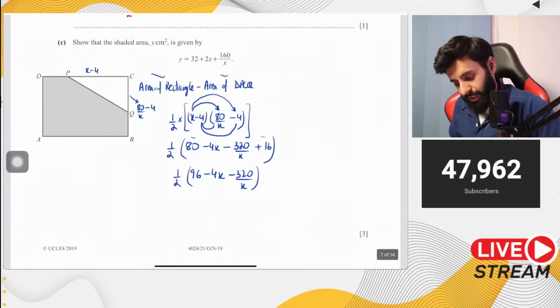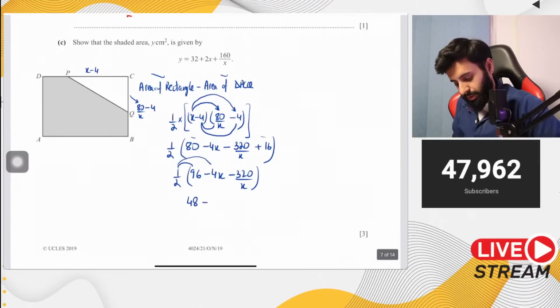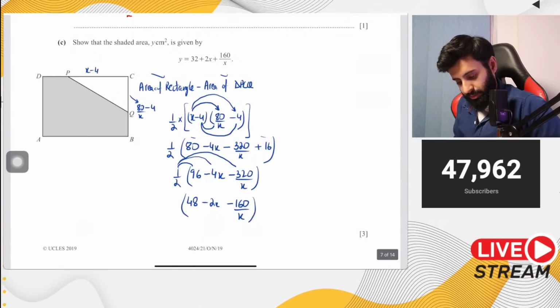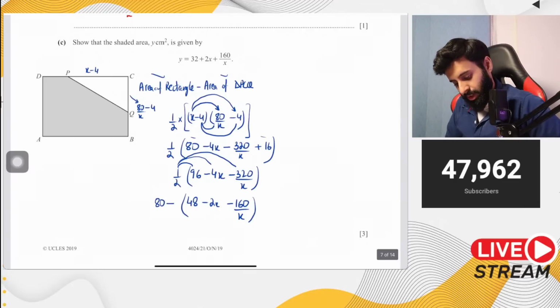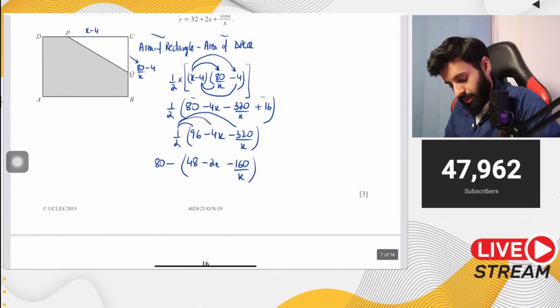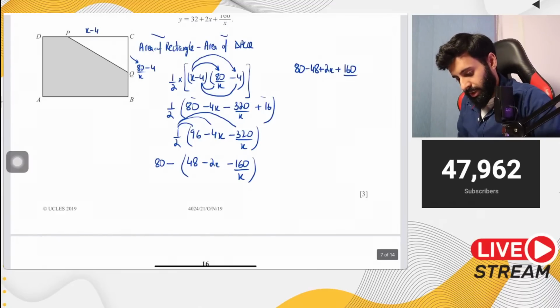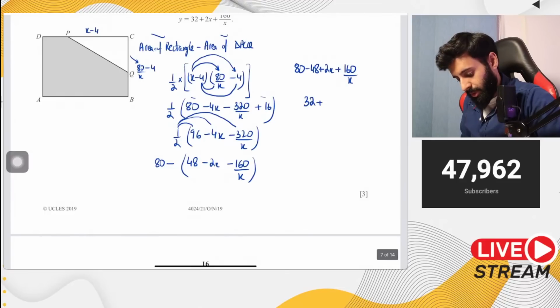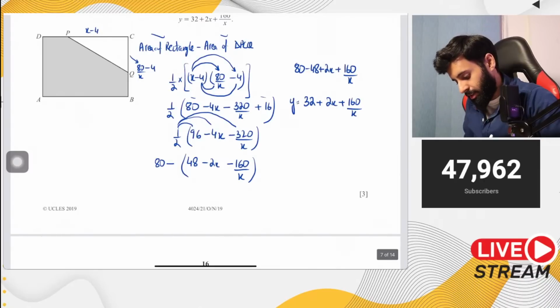Okay. Now half into 96 is going to be 48. Okay, and then half into minus 4x is going to be minus 2x, and then half into minus 320 is going to be minus 160 upon x. Alright, and then don't forget that this is something that we need to subtract from the area of rectangle, which was 80. Now if you do this correctly, this is what you end up with: 80 minus 48 plus 2x plus 160 upon x. So 80 minus 48 is 32. 32 plus 2x plus 160 upon x. There you go. This is the answer.